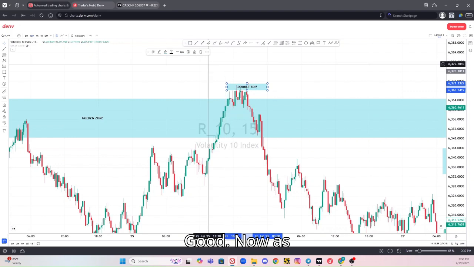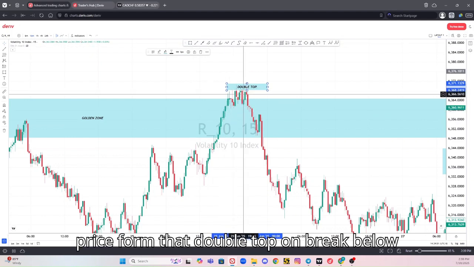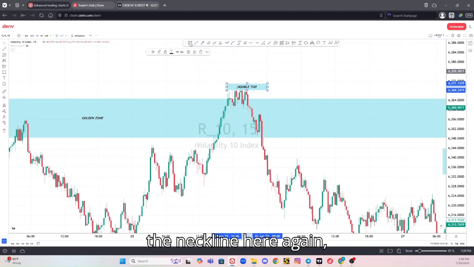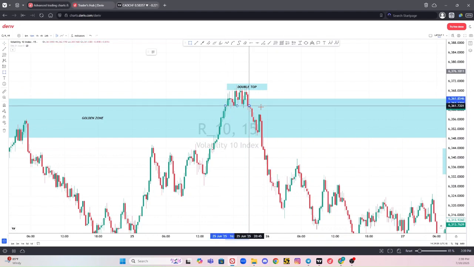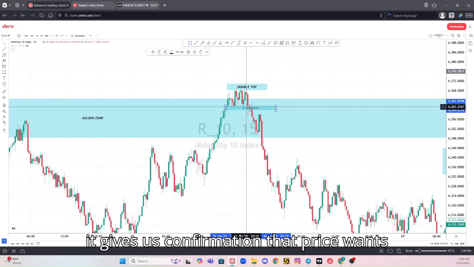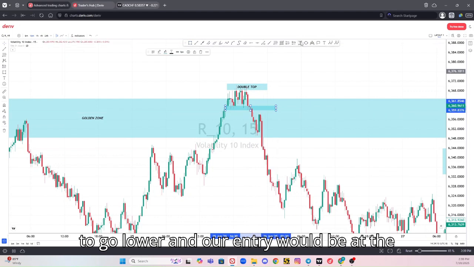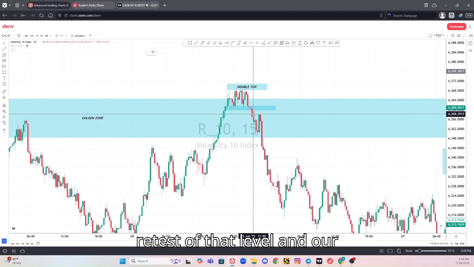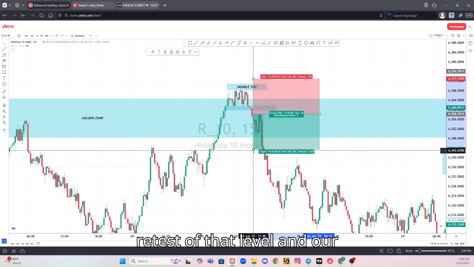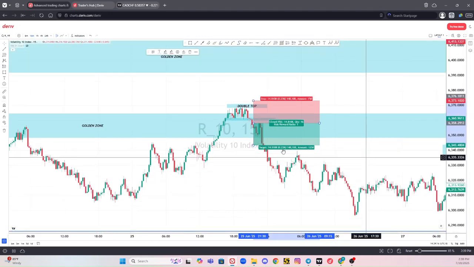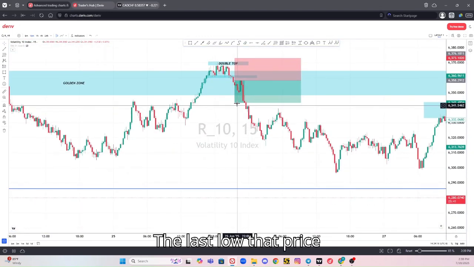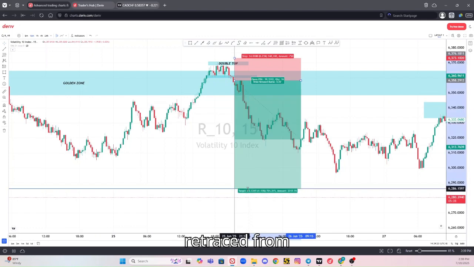Good. Now, as price formed that double top and broke below the neckline here again, it gives us confirmation that price wants to go lower, and our entry would be at the retest of that level. And our target again, the last low that price retraced from.